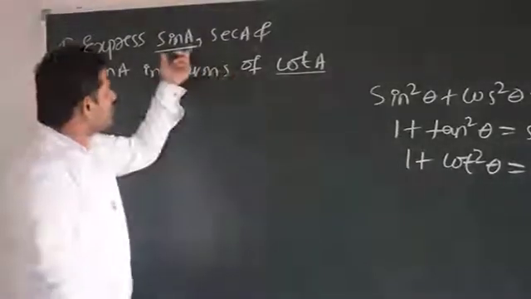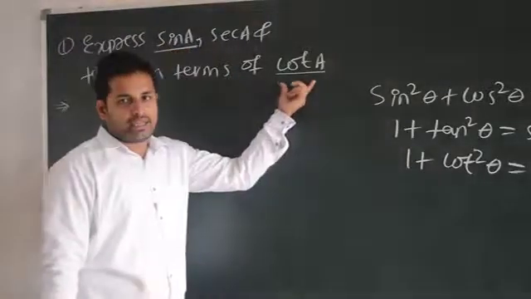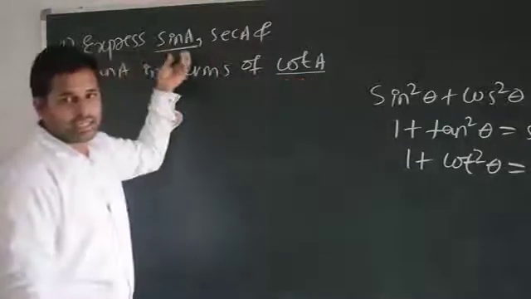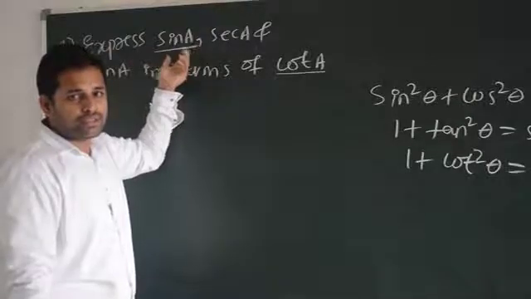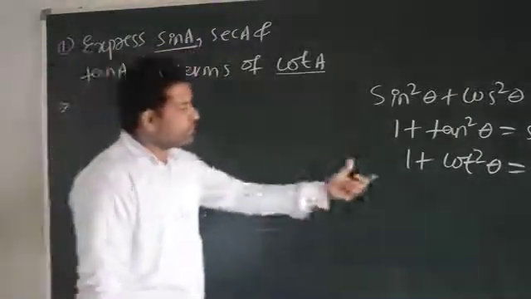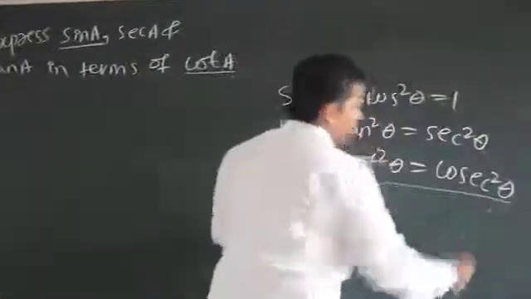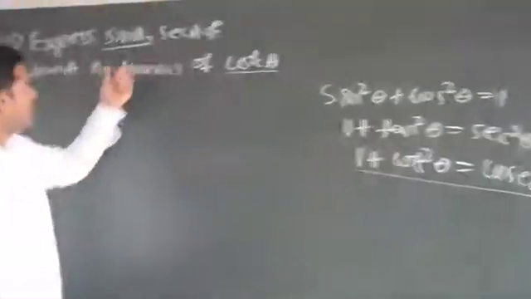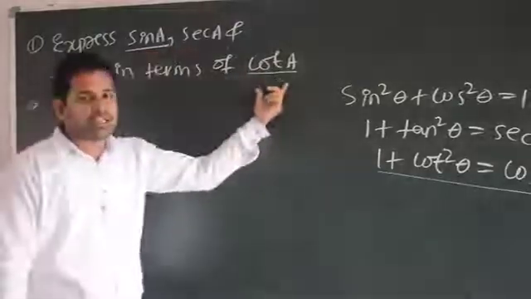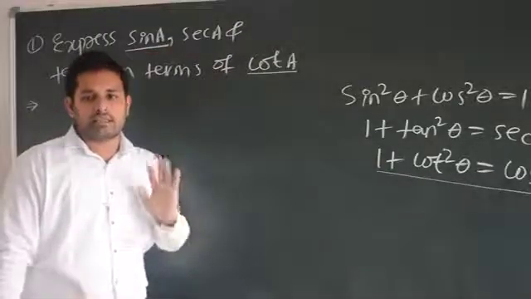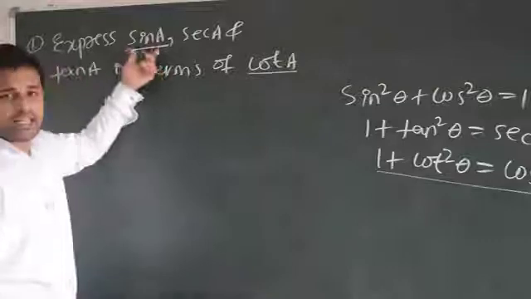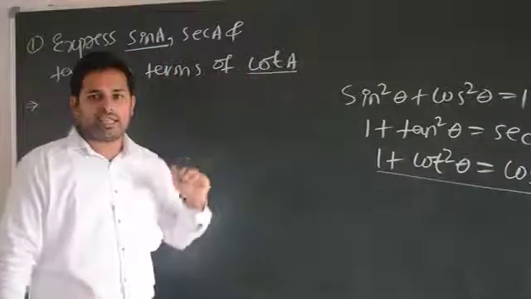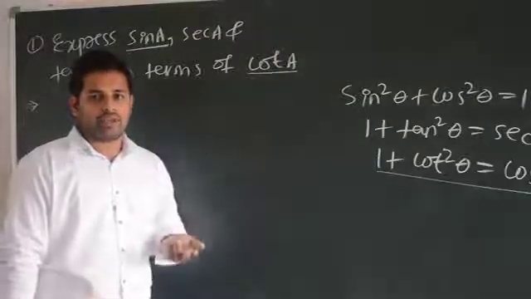For example, sine A should be related with cot A, right? But cot A is related with cosecant A, right? Cosecant A is the reverse of sine A. We have to start from this one, then end at sine A. Are you understanding my point? Sine A and cot A are not directly related, but sine A and cosecant A are related, and cosecant A and cot A are related. Take the reverse of that.